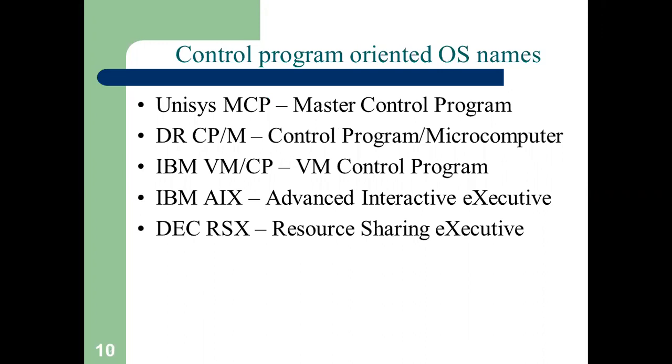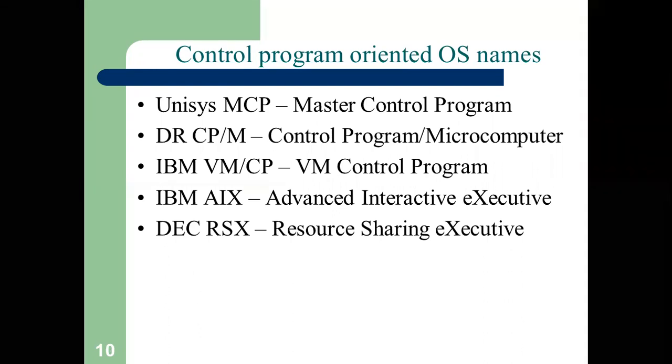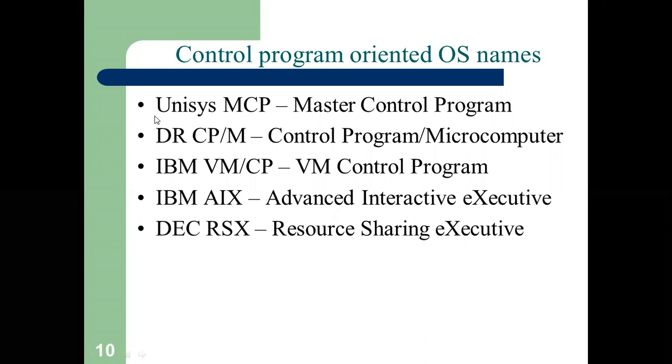Now the control program oriented OS names, in which we are using the control program. Here we can see Unisys MCP, master control program. There are various names under the control program. So there are various operating systems which use such control based programs. These are the names of the control program: Unisys MCP master control program, then DRCP, VM control program slash microcomputer, IBM VM slash CP.